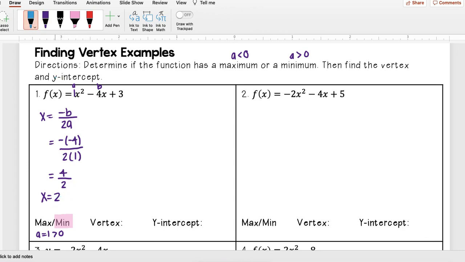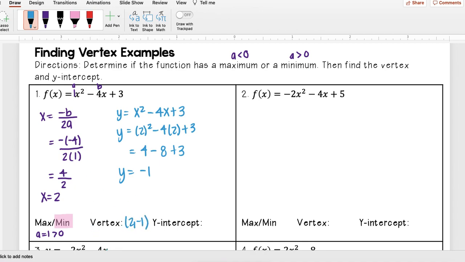Now that I found my x, to find my y value, I just need to plug in x, or 2, in for x in this equation. So I have that y is equal to x squared minus 4x plus 3. Well, everywhere I see an x, I'm going to instead put 2. So I'm going to have 2 squared minus 4 times 2 plus 3. Well, 2 squared, that's really 2 times 2, which is 4. 4 times 2, I get 8. 4 minus 8 is -4, -4 plus 3, and I get -1. And so that means that my vertex here is (2, -1).